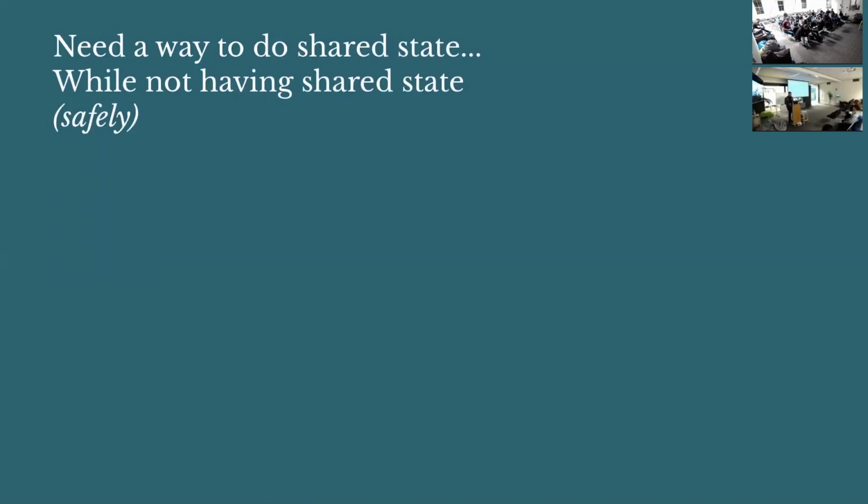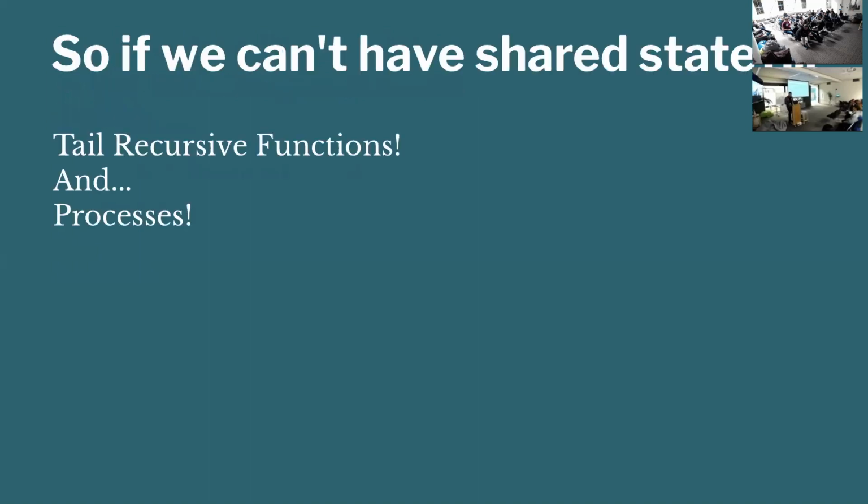pain before long. Anyone here done shared state in Java or one of those languages? It's not fun. Still have nightmares. So if you can't have shared state, you have tail recursive functions and processes. So when we talked before about having a function that can call itself and give its state to itself over and over and over, that's basically what we can do in Elixir.